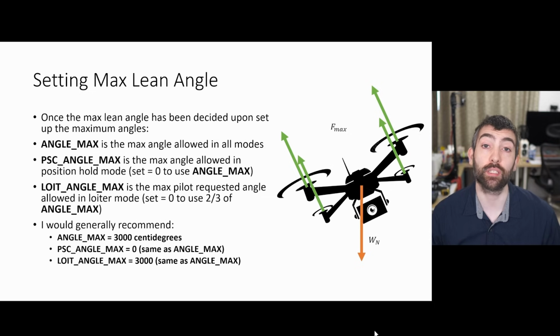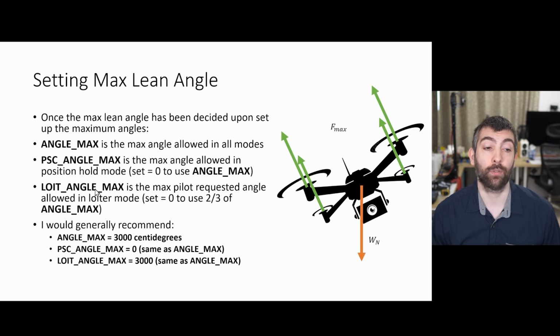Once you've calculated or decided upon the maximum lean angle, you just need to set it up in ArduPilot. To do that, you're going to go into the full parameter list in the config tab in MissionPlanner and look for the ANGLE_MAX setting. This ANGLE_MAX is the maximum angle allowed in all modes, and it's in centidegrees. So 30 degrees is 3000 centidegrees. You're also going to want to set PSC_ANGLE_MAX. That's the max angle allowed in position hold mode. I would set that to 0, and that's going to use the same value as you set in ANGLE_MAX.